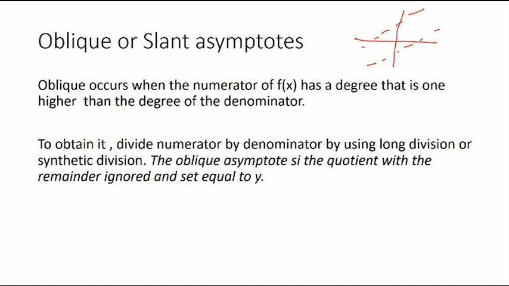So, kapag kukuha naman tayo ng oblique or slant asymptote, ito, gagamitin natin yung pinag-aralan nyo last school year ng grade 10, long division and synthetic division. Tapos, we have to ignore the remainder and set equal to y. So, kung ano yung matitira, isi-set mo lang siya. I-set mo lang si y as 0.